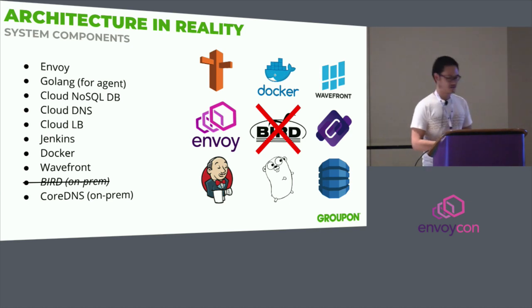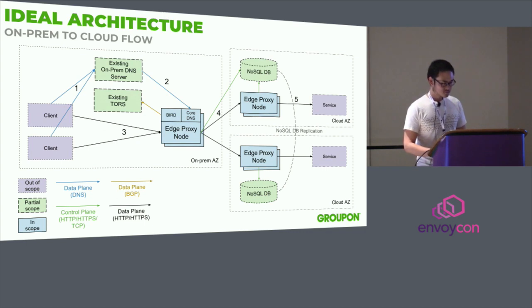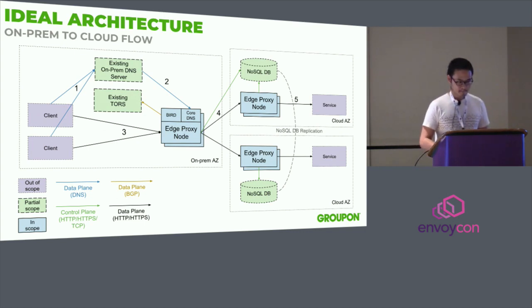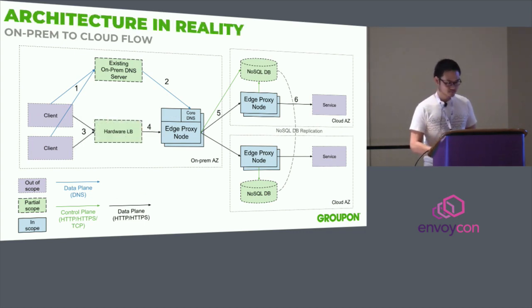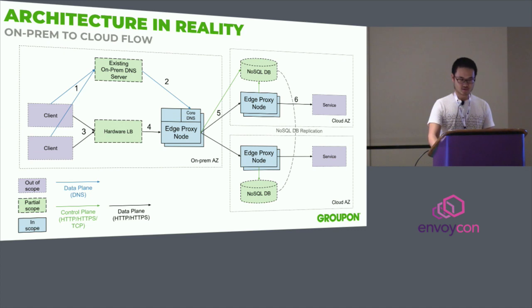Okay, these are the components. We don't need BGP, so no more Birds, bye Birds. Let's take a look at the data flow. This is the original one. Now you can see Birds is still there. This is the new one. We dropped the Birds component, and we introduced the hardware load balancer.